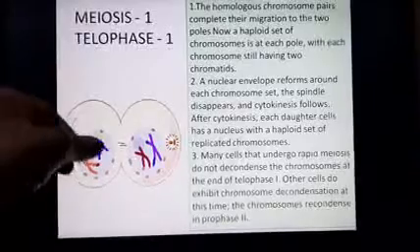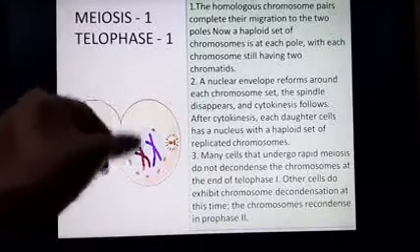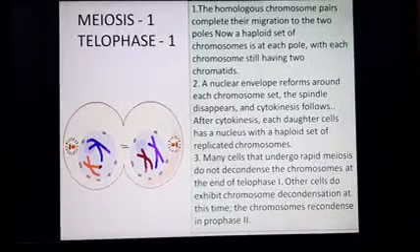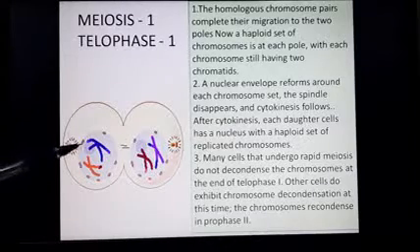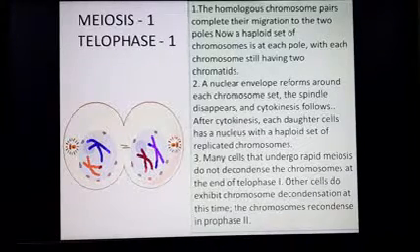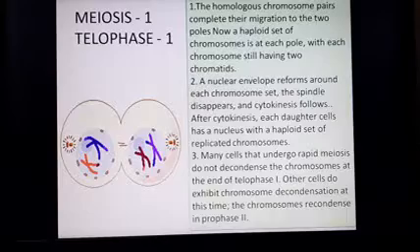Just 2 chromosomes, of course, with the sister chromatids. Here 2 chromosomes with the sister chromatids. And in this stage also the chromosomes start uncoiling, becoming uncoiled.